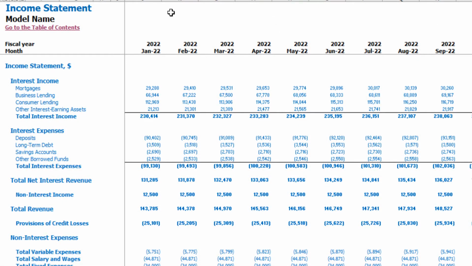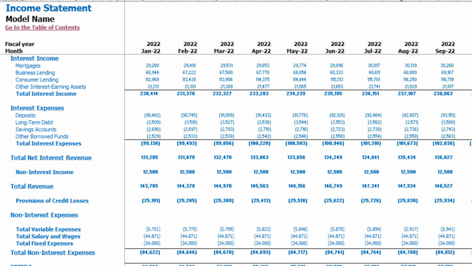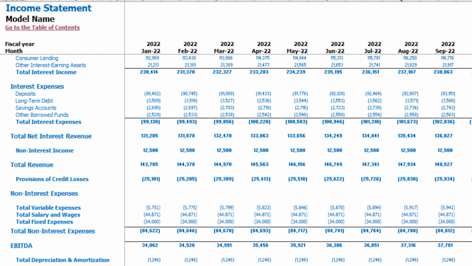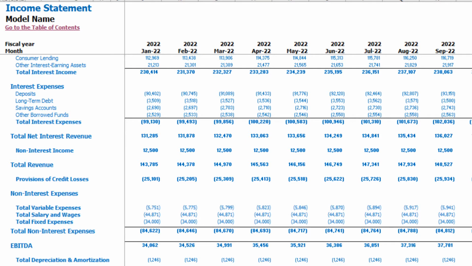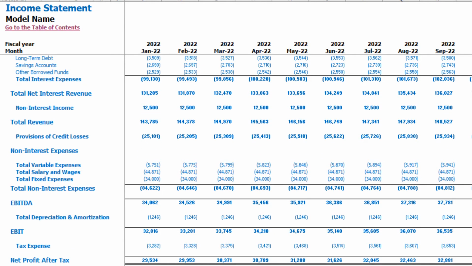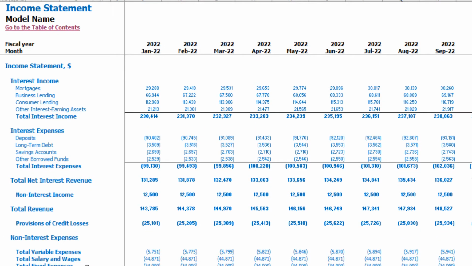The income statement or profit and loss report shows you the information about your revenue and expenses streams by months for the next 5 years. So you have the interest income breakdown, interest expenses breakdown, total net interest revenue, non-interest income, total revenue, provisions for credit losses, non-interest expenses. By clicking on this plus, you may see the utilization for the variable expenses, for salaries and wages, and for the fixed expenses.